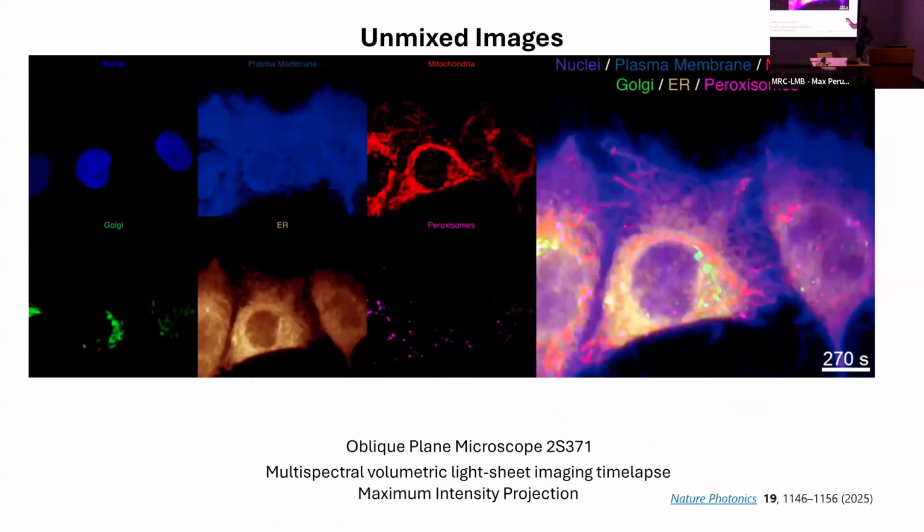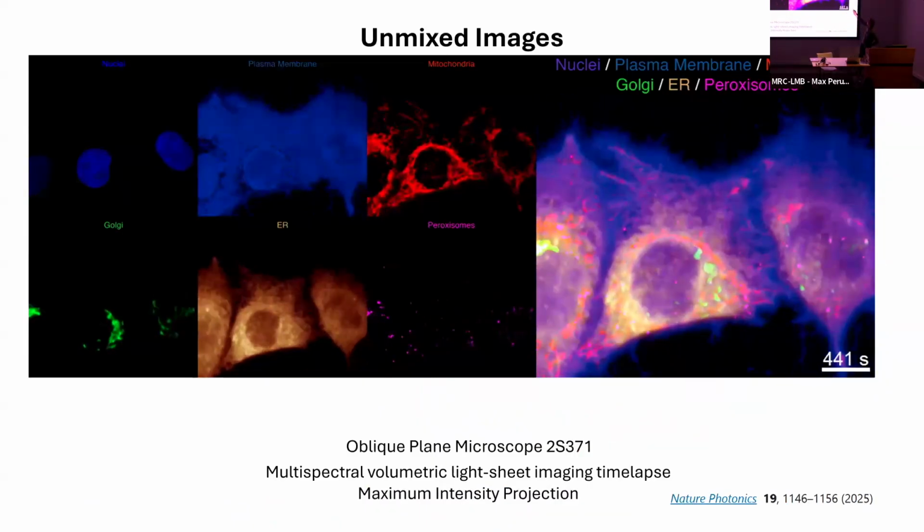So here we're imaging nuclei, plasma membrane, mitochondria, and Golgi, and it outputs them simultaneously. And they're all unmixed, even though all of these things are giving massive amounts of crosstalk.